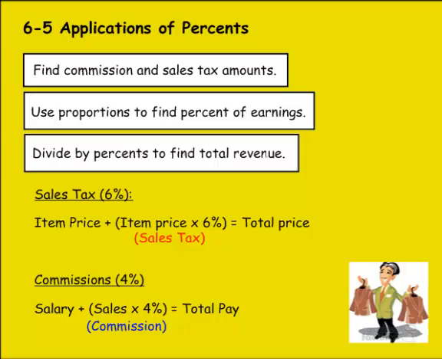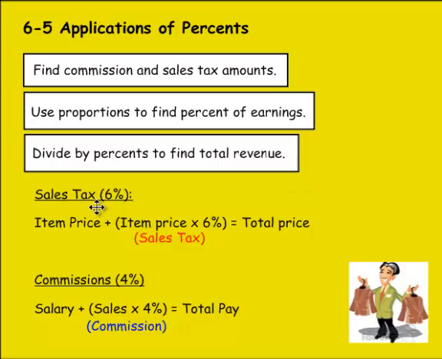Lesson 5 of Chapter 6 is going to be applications of percents. First, we're going to find commission and sales tax amounts. Then we'll use proportions to find percents of earnings. Then we'll divide by percents to find total revenue. You're going to be using these kind of things for the rest of your life, especially sales tax.